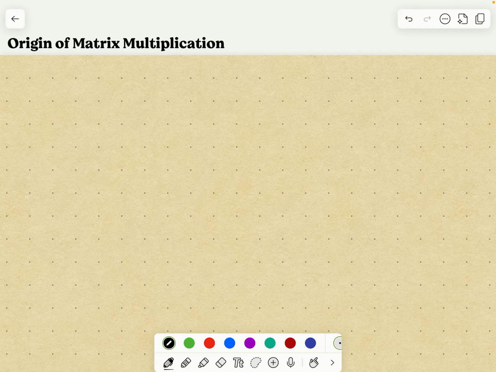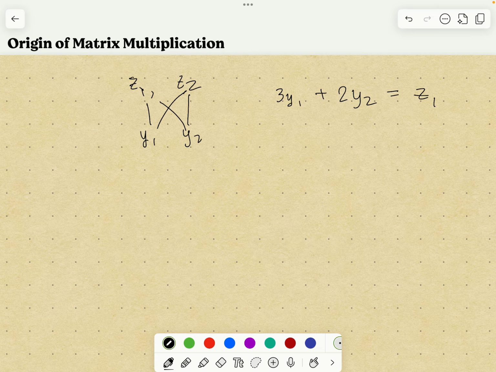So let's say that you have some variables z1 and z2. And let's say that z1 is a function of y1 and y2, and z2 is a function of y1 and y2. And let's say that they're related by the formula 3y1 plus 2y2 equals z1, and 4y1 minus y2 equals z2.